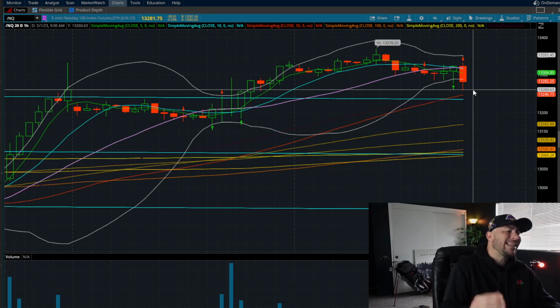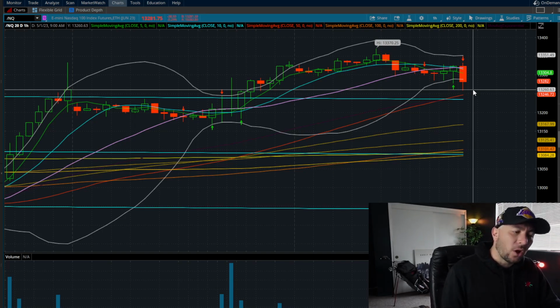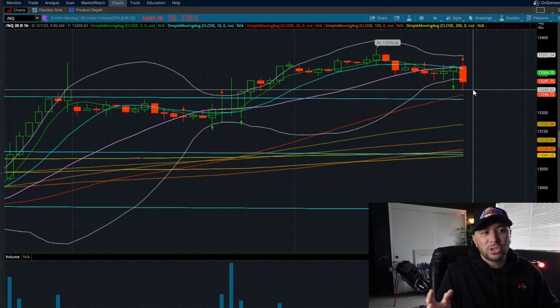So does anything about this chart look bearish yet? No, right? Yes, are we pulling back? Of course. Was there a little opportunity to take maybe a scalp on a small time frame? Absolutely.